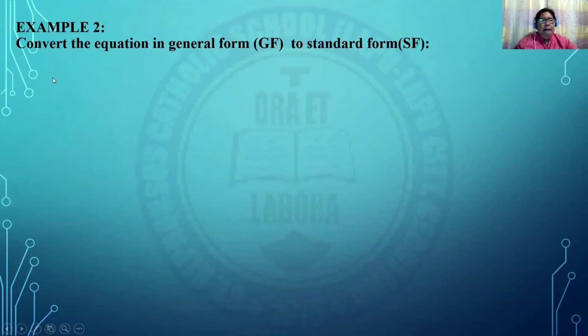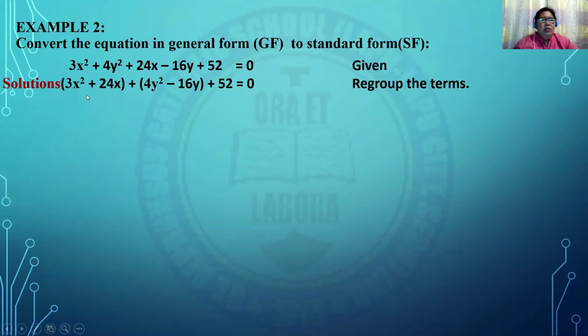Next example. Convert the equation in general form to standard form. The given is 3x squared plus 4y squared plus 24x minus 16y plus 52 equals 0. So the solution: you have to regroup the terms. Group with the x variable. So you have 3x squared plus 24x plus, with the y variable, 4y squared minus 16y plus 52.